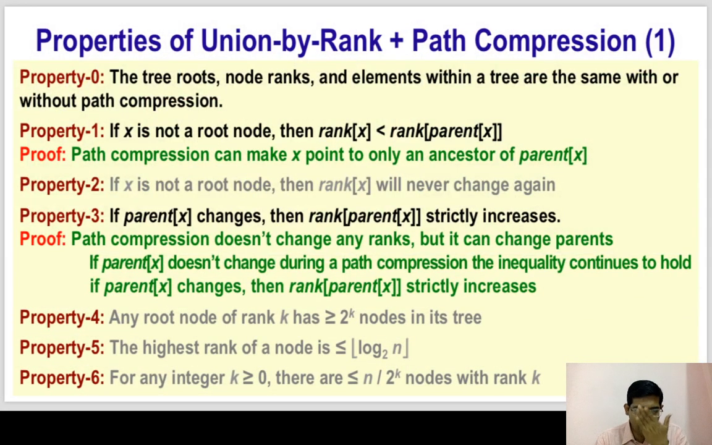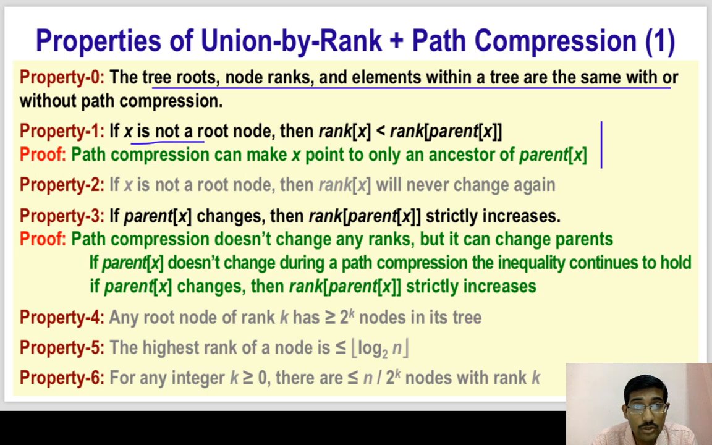Therefore, if we jot down the properties, first, the tree roots, the node ranks, and the elements within a tree are the same. So this is my property 0: the tree roots, the node ranks, and the elements within a tree are the same with or without path compression. Now this is a new property that we need to prove because we are changing the parents, the links of the parent.